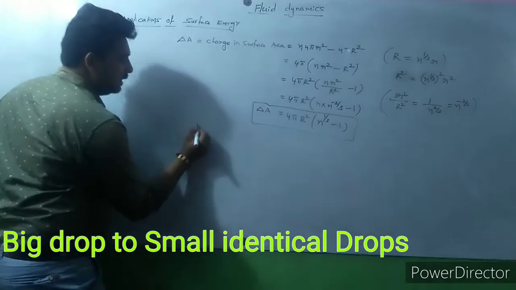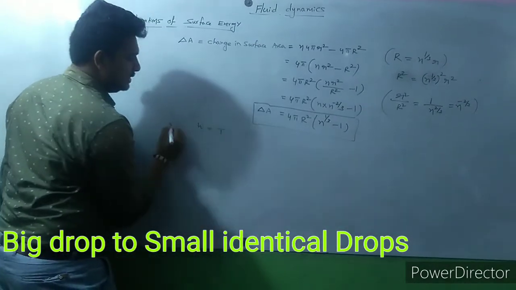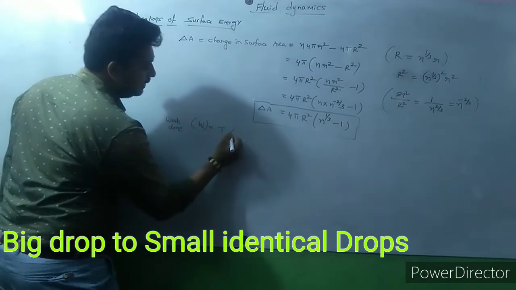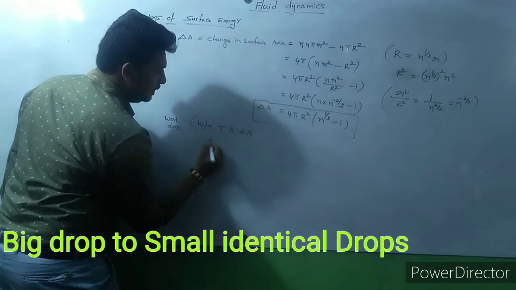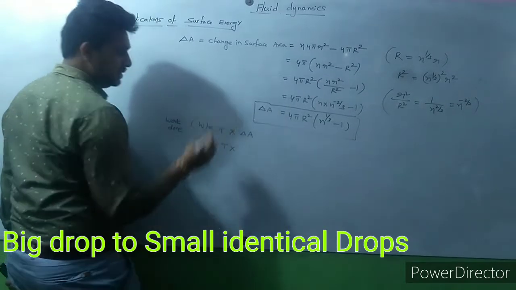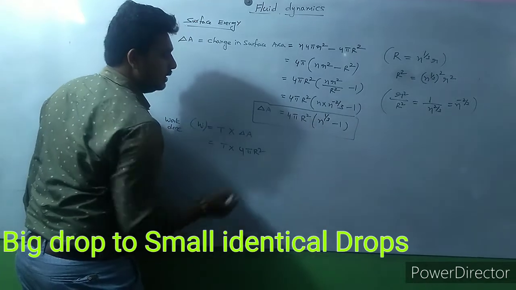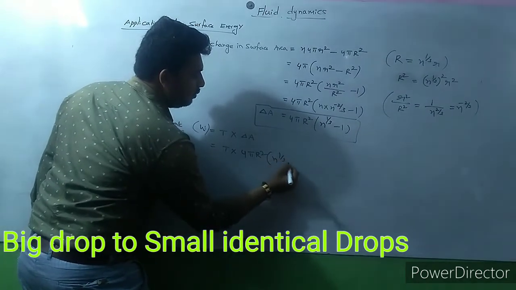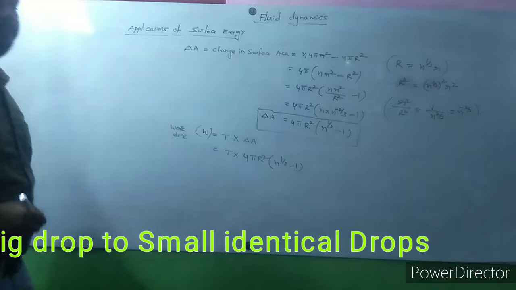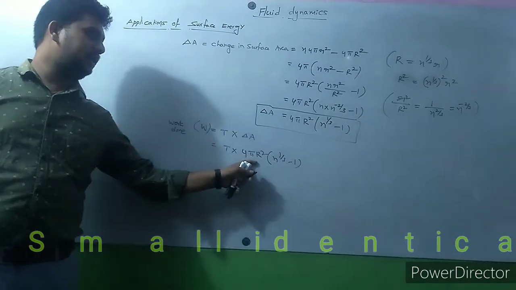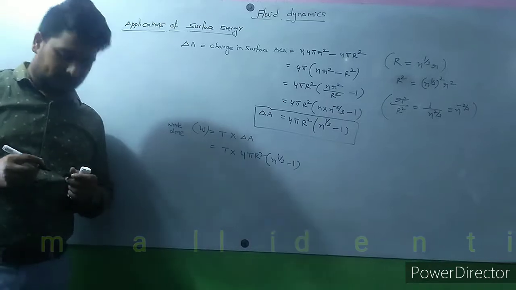Here work done is equal to surface tension into change in area. Work done W is equal to surface tension into delta A. So T, the surface tension, into 4 pi r square into n power 1 by 3 minus 1. So here work done W is equal to T into 4 pi r square into n power 1 by 3 minus 1.